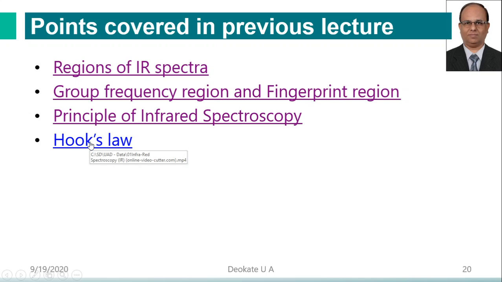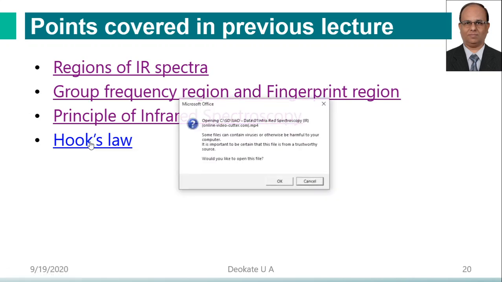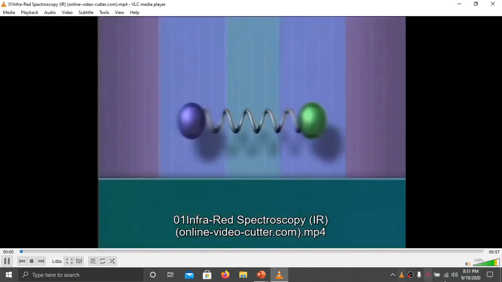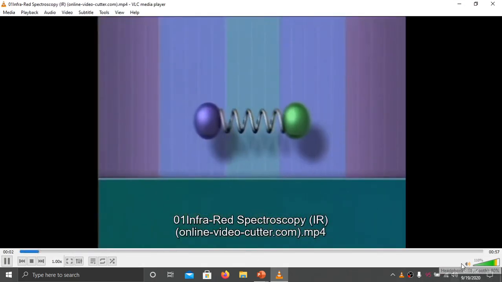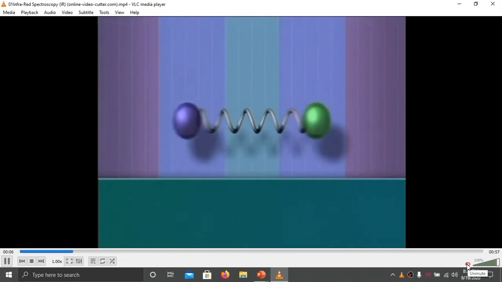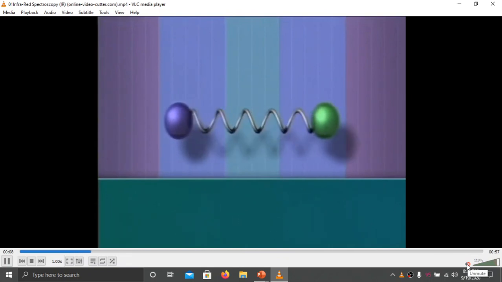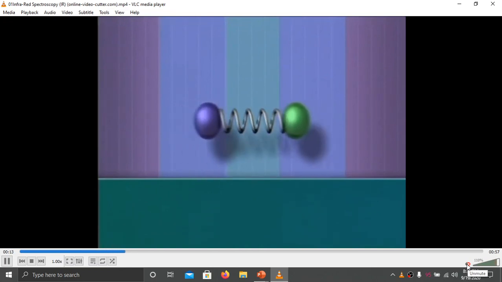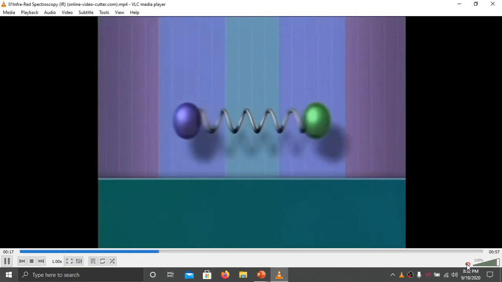This Hooke's law gives the frequency at which the vibrations are taking place. We studied in Hooke's law a pair of atoms joined by a spring. In infrared spectroscopy, if we consider two atoms attached with a bond, that bond can be considered as a spring for understanding purposes. This is the ground state, V equals 0, where there is no excitation.